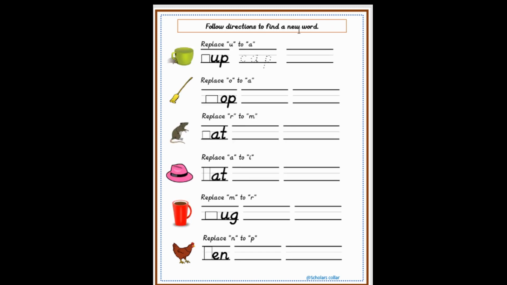Next, we are going to follow the directions to find a new word. So here we have cup. So you're putting C-U-P, and then you're going to replace the U with the A. So we have C, A, P, cap. So here will be mop, and you're replacing O with A will be map. And we are following the same directions for each word as we're going down. So this will be mat, this will be hit, this will be rug, and this will be pen.